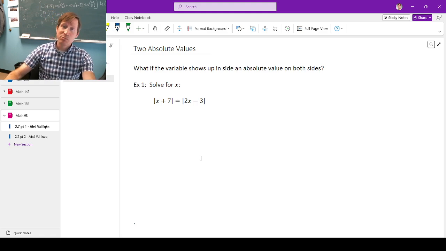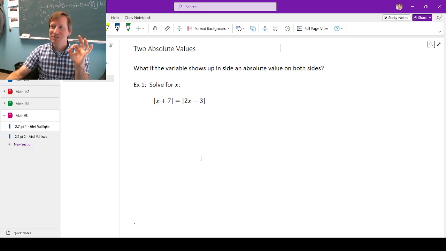In our previous examples of solving equations with absolute values, there was only one absolute value in the equation. There was only an absolute value on one side of the equation. Things get a little more complicated if there's a plus or minus on both sides of the equation, but not actually that much more complicated, as long as we're careful. We have to be careful with this plus or minus abbreviation that we're using.